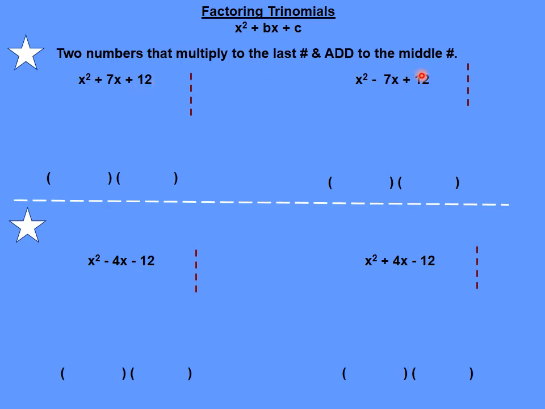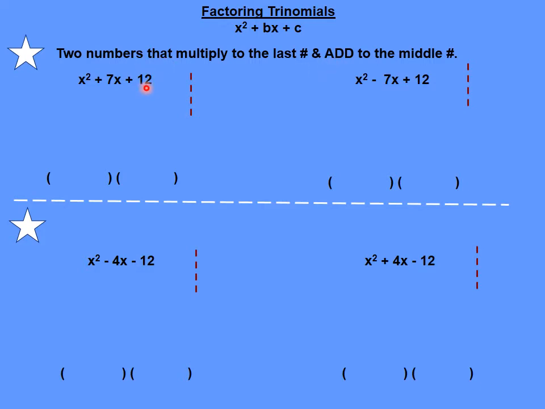There's something that both of these have in common, and we read these from right to left. So we're going to read these backwards in terms of the way we normally read. We're going to start with this sign here. The last sign is a positive in both. That's what they both have in common. And that's how we know that we're looking for two numbers that multiply to the last but add to the middle. So what does that mean?